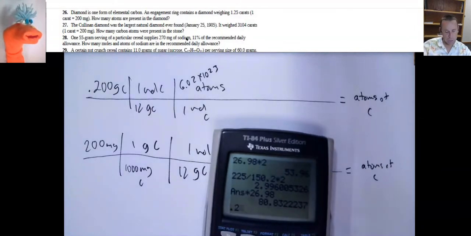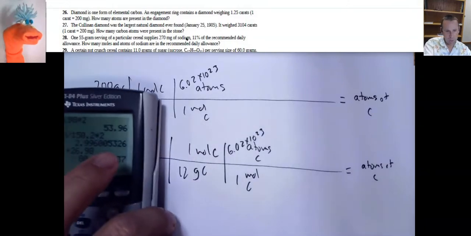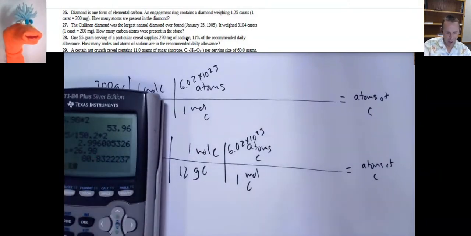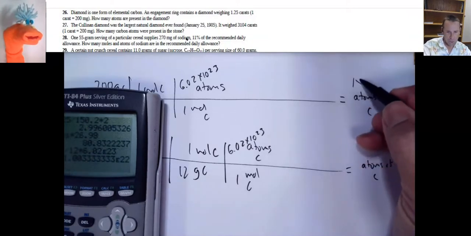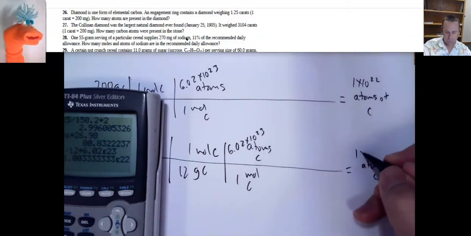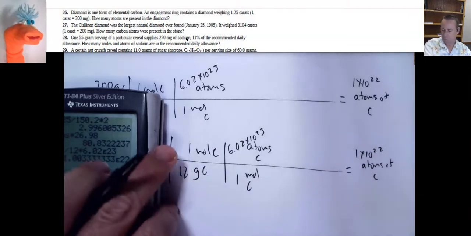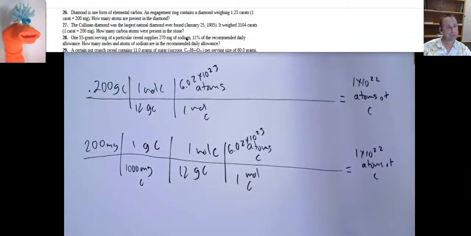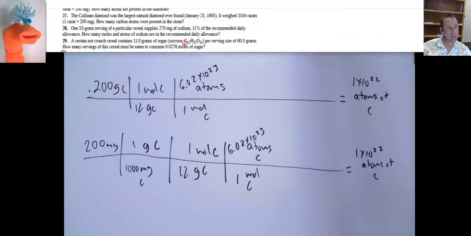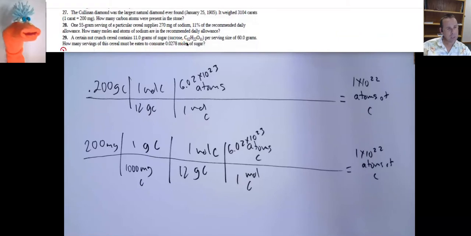So we got 0.2 divided by 12 times 6.02 times 10 to the 23rd. So I'm getting 1 times 10 to the 22. Okay, good. Number 27. A Cullinan diamond was the largest natural diamond ever found. It weighed 3,104 carats.